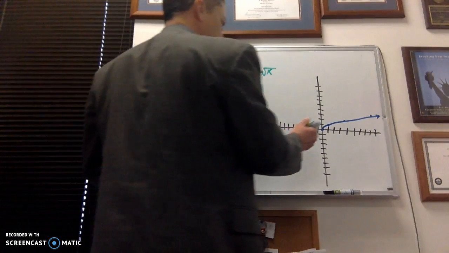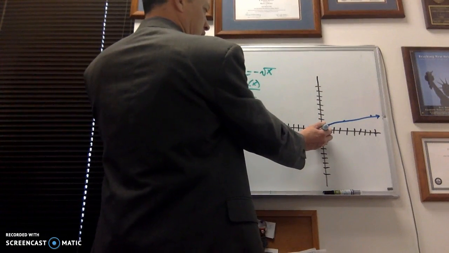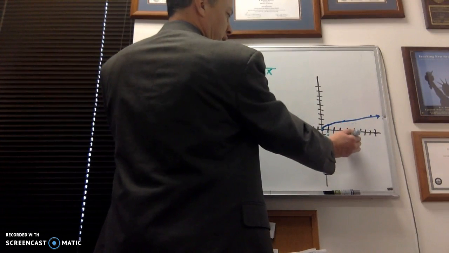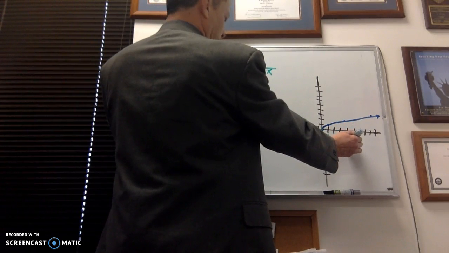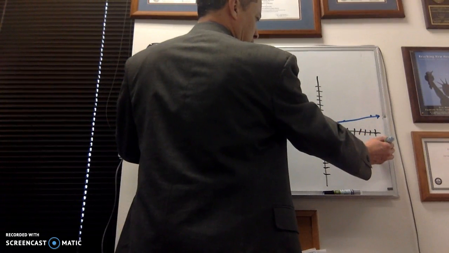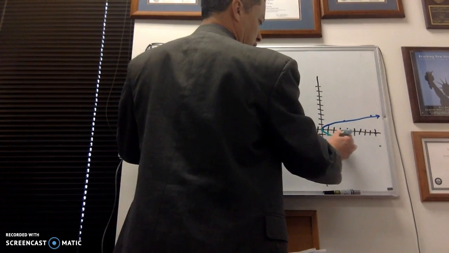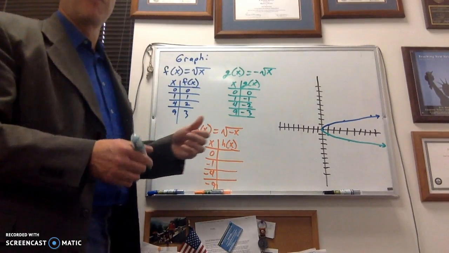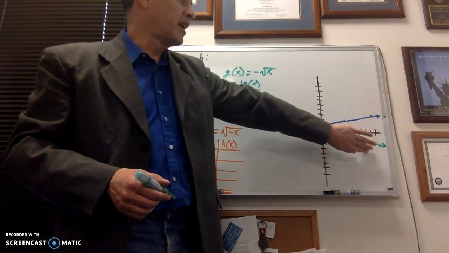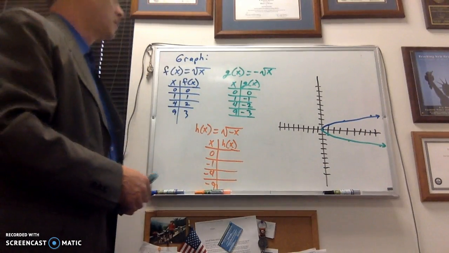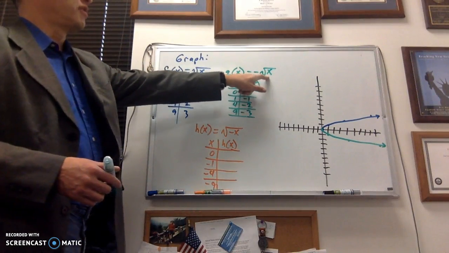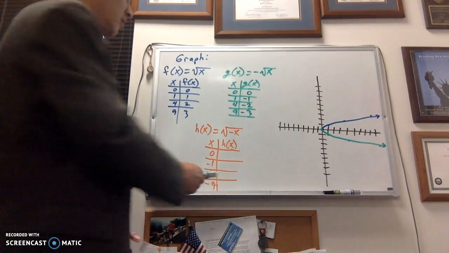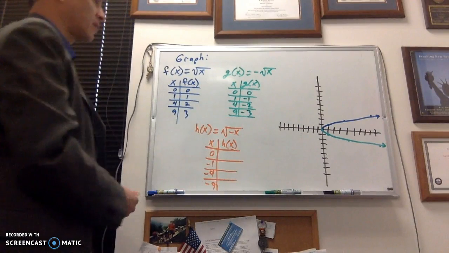So what happens is, if x is 0, y is 0. If x is 1, y is negative 1. If x is 4, y is negative 2. And if x is 9, y is a negative 3. See what just happened there? It's a reflection. It's a vertical reflection across the x-axis. All right, so when you see a negative in front of your square root like that, that's what's going to happen.